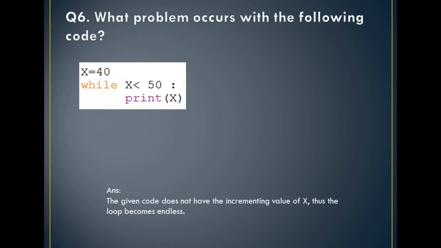Next question. What problem occurs with the following code? Here x equal to 40, while x less than 50, print x. Here one condition is given. So the first time x takes the value 40, checking the condition, 40 less than 50, the condition is true, it displays 40. Again the value of x is 40, that is less than 50, again 40 is printing. Here no increment value is given, so every time the value of x is 40.